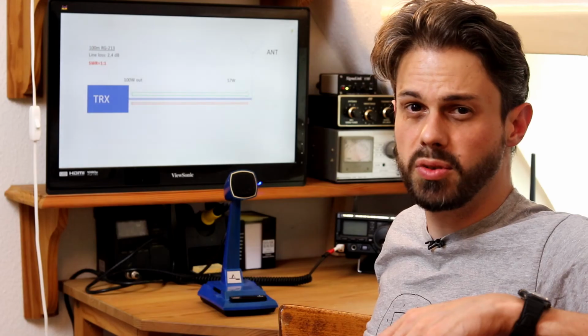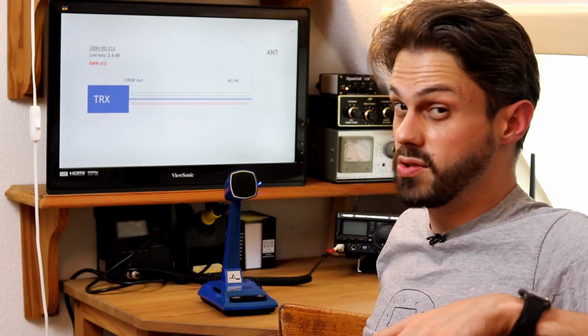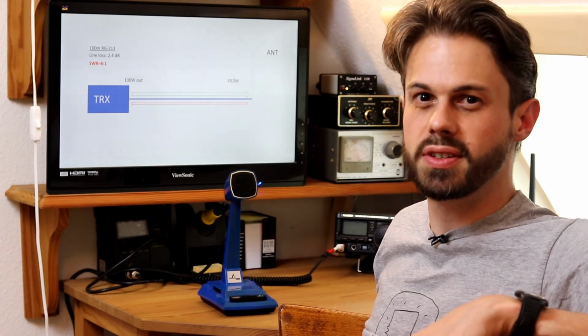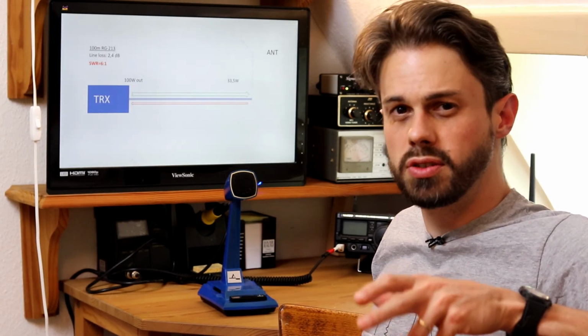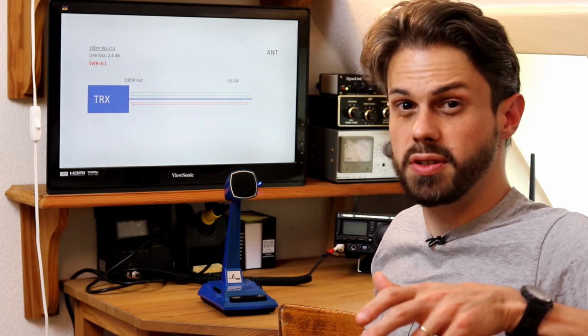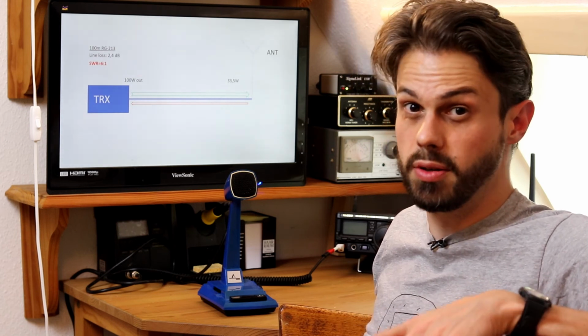Remember, for an SWR of 1 to 1, we talked about 57 watts, as opposed to 33 watts at an SWR of 6 to 1. And 6 to 1 is really horrible, right? 6 to 1 will send most hams screaming. But the difference between 1 to 1 and 6 to 1 in this case, and it's already a bad case because 2.4 decibels of line loss is really horrible to begin with.